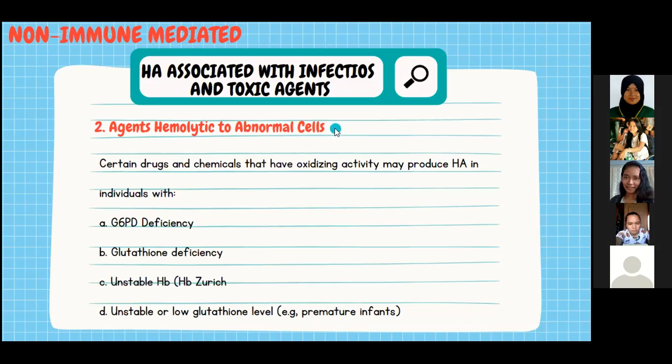So the next is chemical agents hemolytic to abnormal cells. Certain drugs and chemicals that have oxidizing activity may produce hemolytic anemia in individuals with these deficiencies. The first, G6PD deficiency, which is discussed in the second part of the video, the glutathione deficiency, unstable Hb, and low glutathione level in premature infants. Next slide.